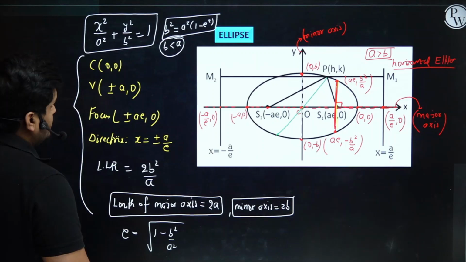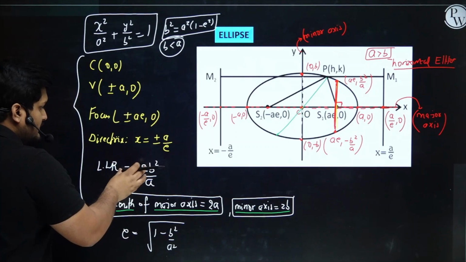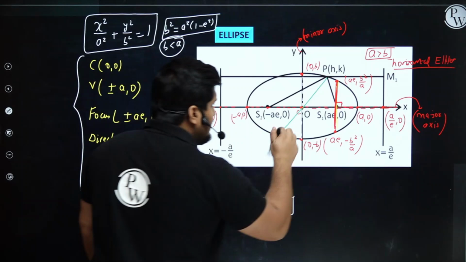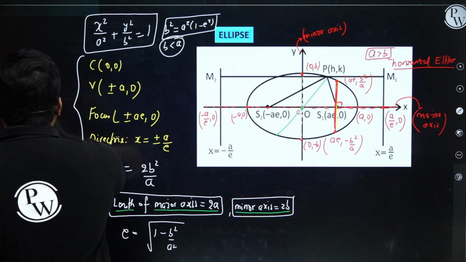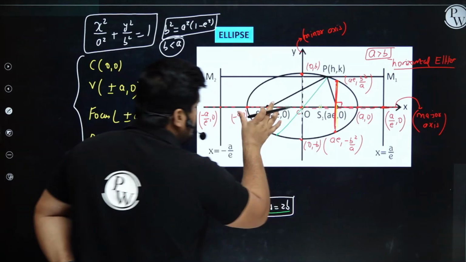So moving on. The length of the major axis here is 2A, the minor axis length is 2b. Vertex, center, focus, directrix, and the length of the latus rectum is 2b square by A. A few things that you must observe: the center is the midpoint of both foci, both vertices and both feet of directrix. You can see the center here, the midpoint of the foci, the midpoint of the vertices, and the midpoint of the feet of the directrix.